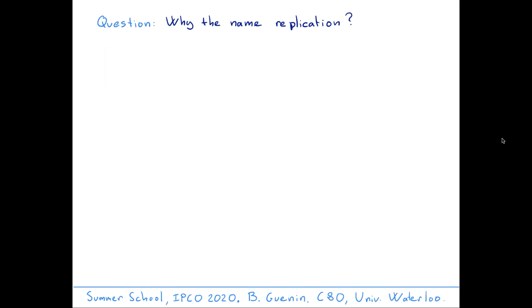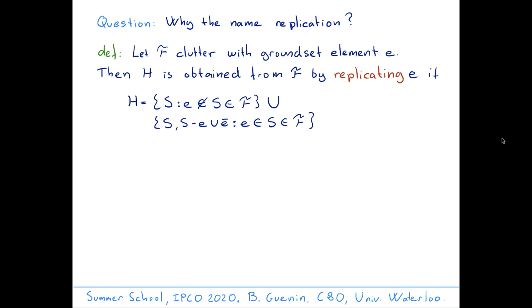And you may ask, why is it that we're calling this the replication? And it is because there's a different version of that conjecture which is equivalent. And I would like to restate that different version. So we have a replication operation. So you start with a clutter F, which has some element in the ground set. Let me call it E. And now we're going to create a new clutter, say H, by replicating that element E.